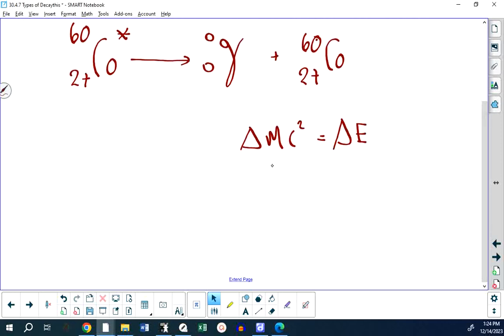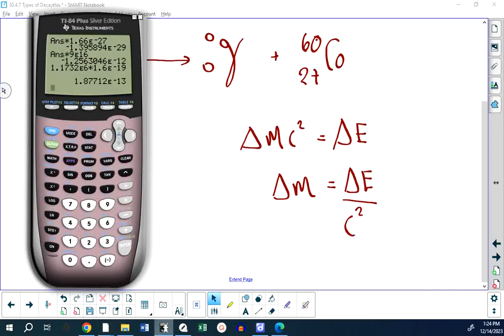Delta m will be equal to that energy change divided by the speed of light squared. Again, it's energy that wasn't there before. So it's a loss of energy. Here's that formality thing. Do I really need to enter negative 1.87712? No. It is a negative change, but I'm not going to. So divided by the speed of light squared gives me a mass loss of 2.09 times 10 to the negative 23 kilograms.